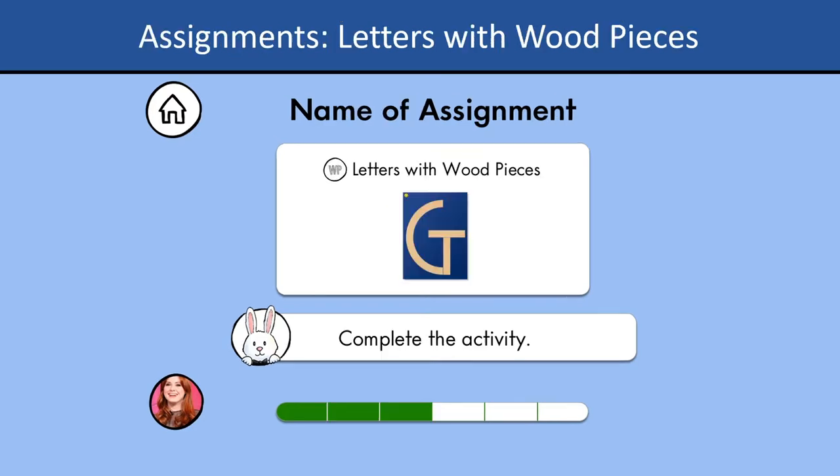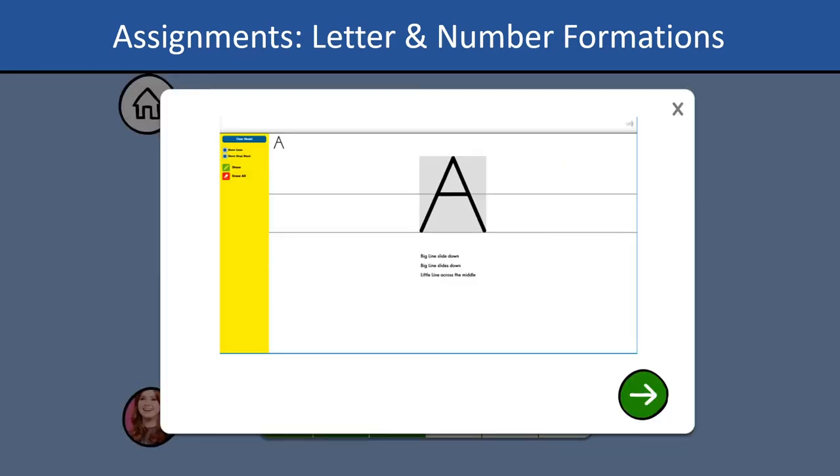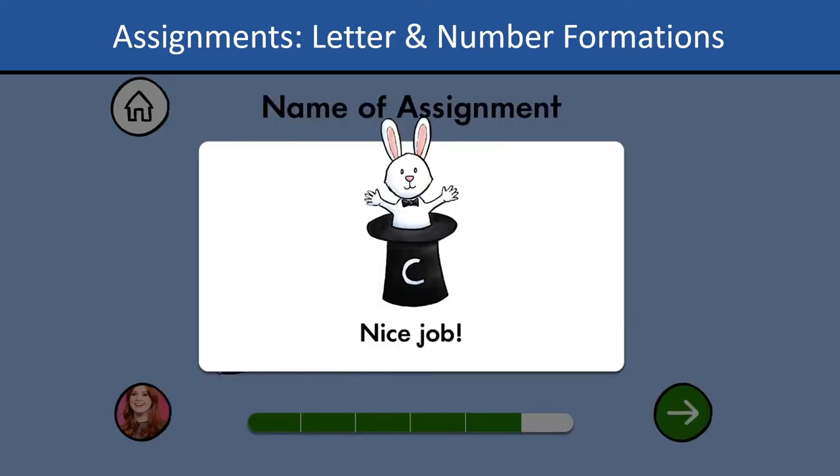Magic See Bunny prompts students through the activities, like here when he instructs them to watch the video. As students work through their assigned activities, they can track their progress with the green bar at the bottom of the screen. This assignment is the letter and number formations. Look how the green bar indicates the progress made at completing the assignment. They will click the green arrow located on the bottom right after they have viewed the letter formation. Magic See Bunny will have encouragement for students that will be randomized throughout the digital student app.